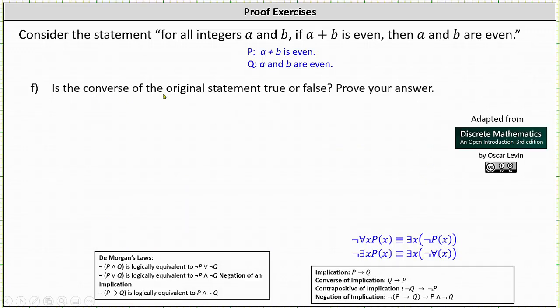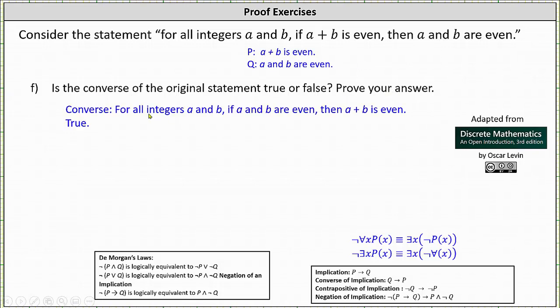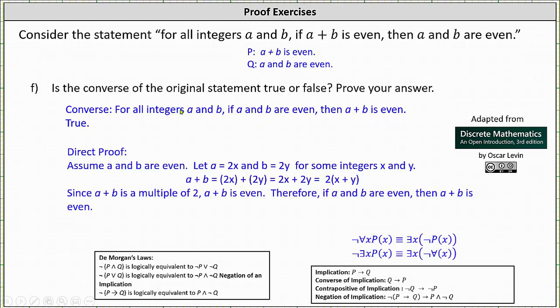For part F, is the converse of the original statement true or false? The converse is the statement for all integers a and b, if a and b are even, then a plus b is even. We should recognize this as true. If we add two even numbers, the sum is also going to be even. We can prove this using a direct proof.